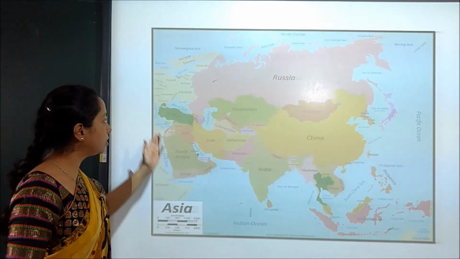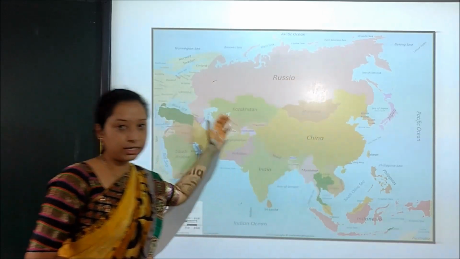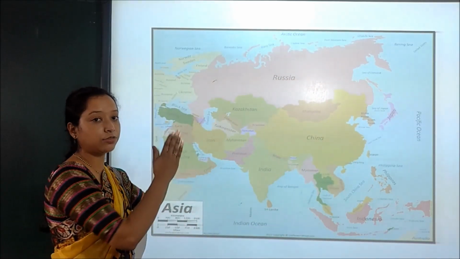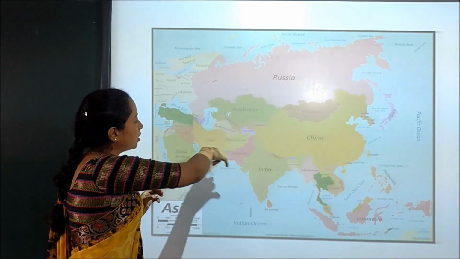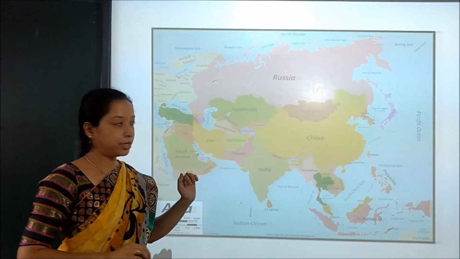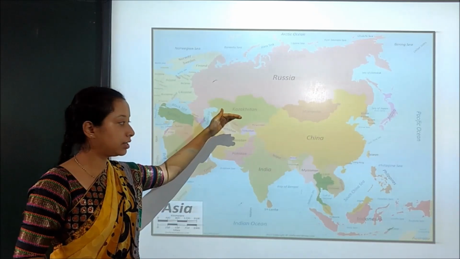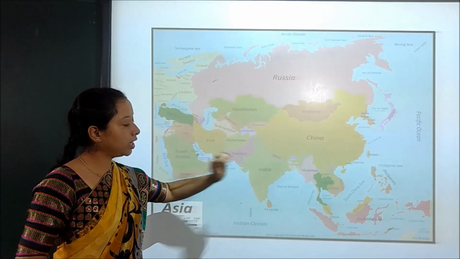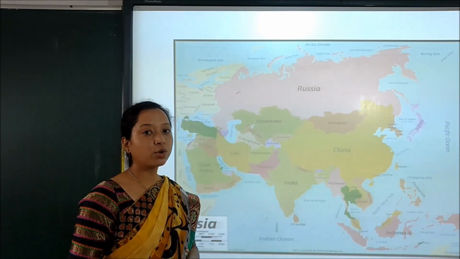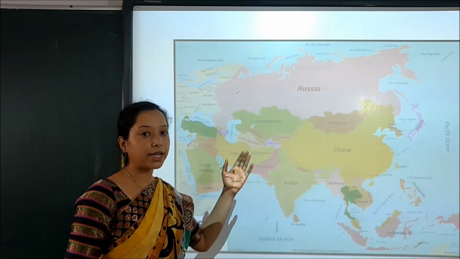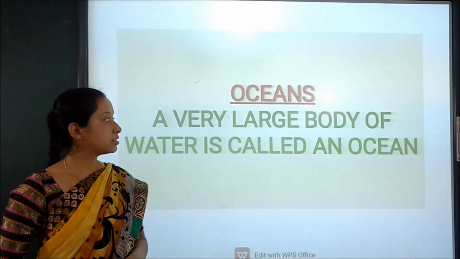Now here you can see this is a whole continent, and then this continent is divided into countries. Here you can see Russia, then here Iran. So these are countries. The continent is divided into countries. So here is our country, India. So this is how continents are divided into countries and countries are divided into states.